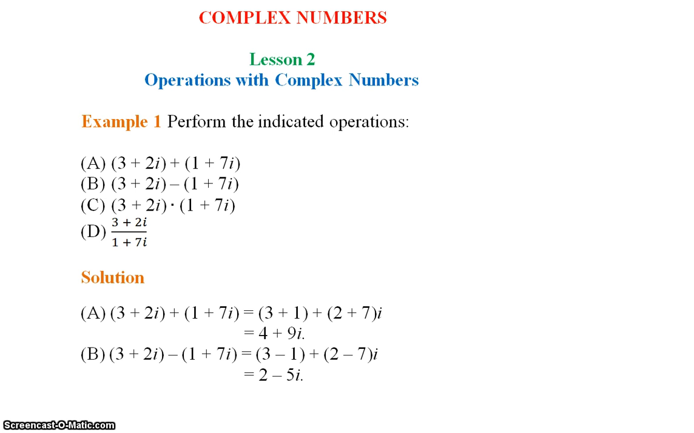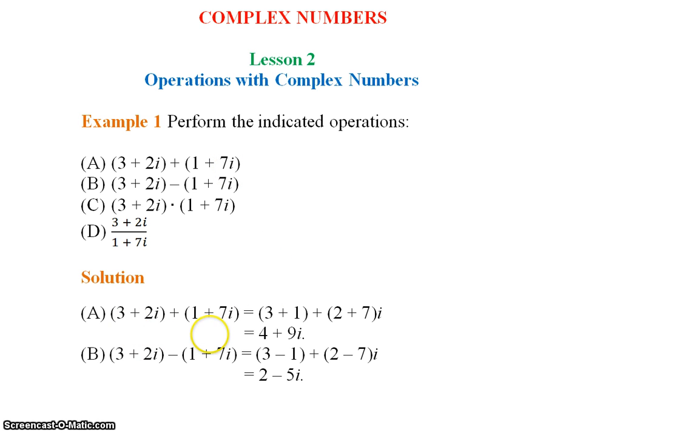During the previous lesson, I introduced the set of complex numbers. In this lesson, we will study operations with complex numbers. Example 1. Perform the indicated operations. You have to add, subtract, multiply, and divide two complex numbers. The first complex number is 3 plus 2i, and the second is 1 plus 7i.